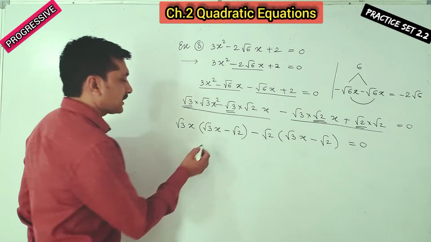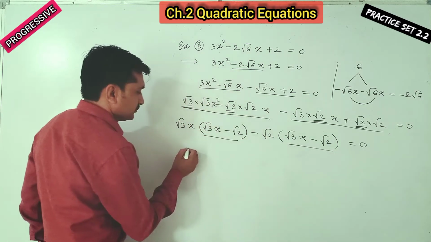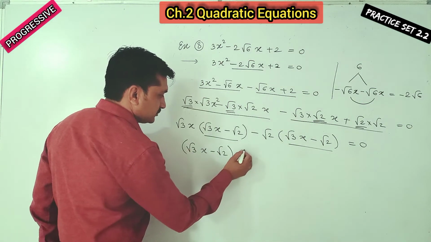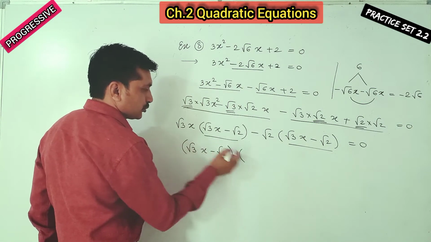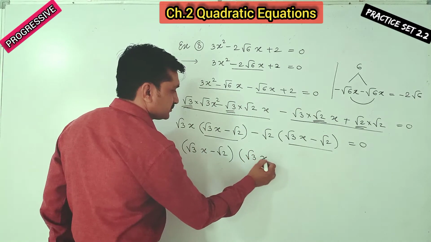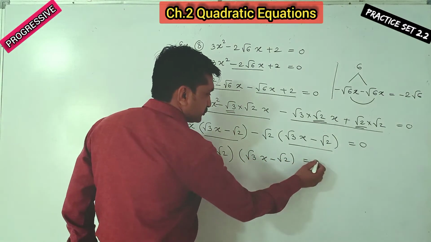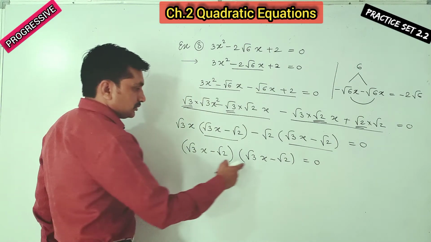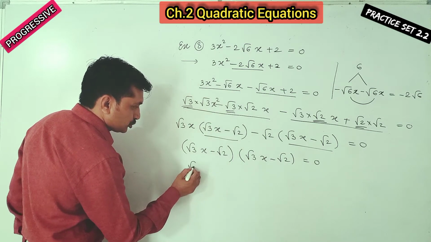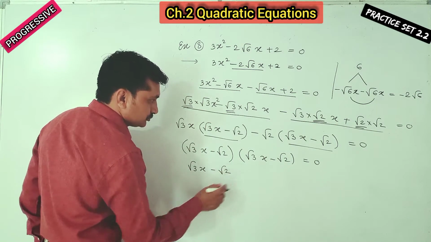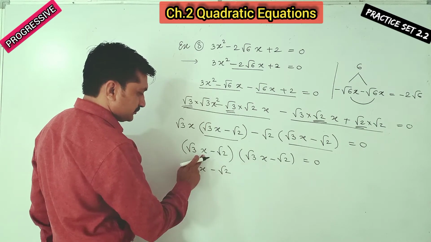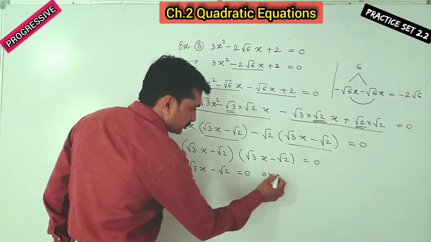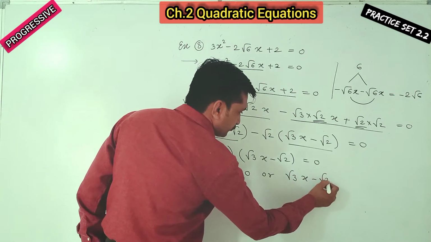Again we get one common bracket. This bracket is common bracket again. Square root of 3x minus square root of 2, common bracket. Uncommon right in second bracket. Uncommon is root 3x minus root 2 is equal to 0. Now separation. Square root of 3x minus square root of 2. Both are same. Here you see, same bracket, same bracket. We get same value is equal to 0, or root 3x minus square root of 2 is equal to 0.